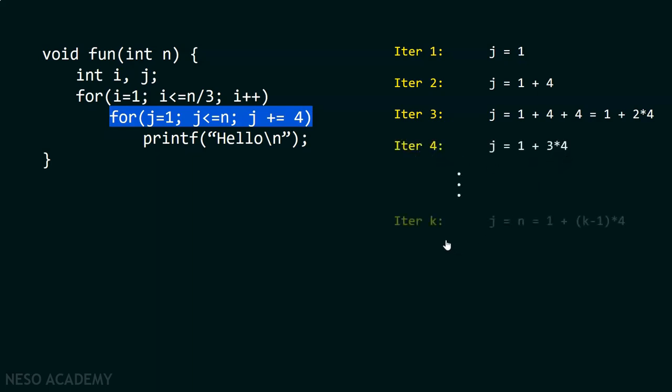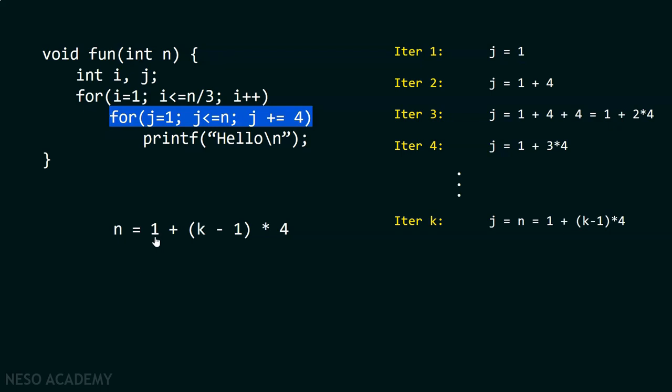Similarly, in the iteration number k, this will be 1 plus (k minus 1) into 4. Now you can clearly see why I have written 2 into 4 over here and 3 into 4 over here, right? Because in the iteration number 3, this is 2. In the iteration number 4, this is 3. Similarly, in the iteration number 2, this is 1. And in iteration number 1, there's nothing over here. So it is clear that in the iteration number k, this will be 1 plus (k minus 1) into 4. And this is equal to n, right? Because in the last iteration, we have n over here. So 1 plus (k minus 1) into 4 is equal to n.